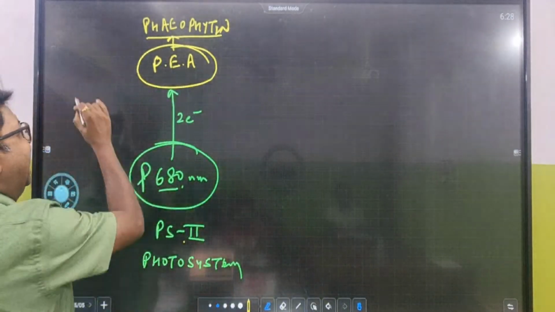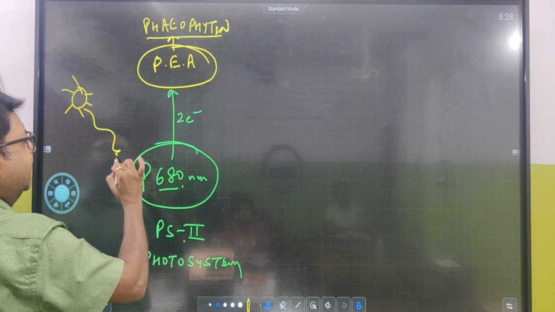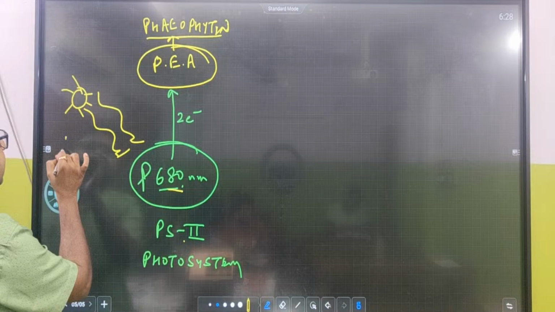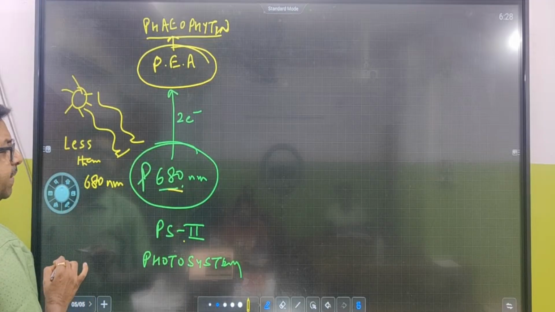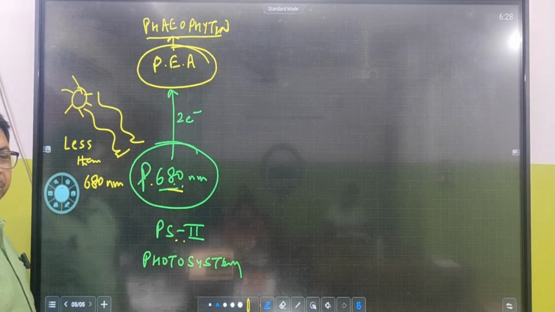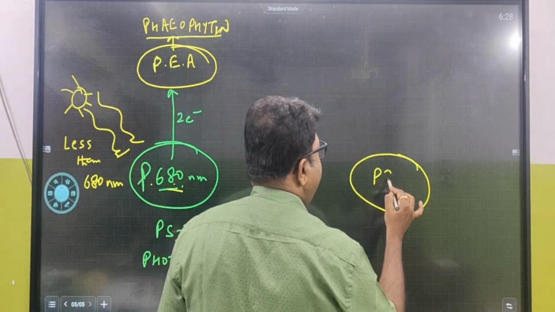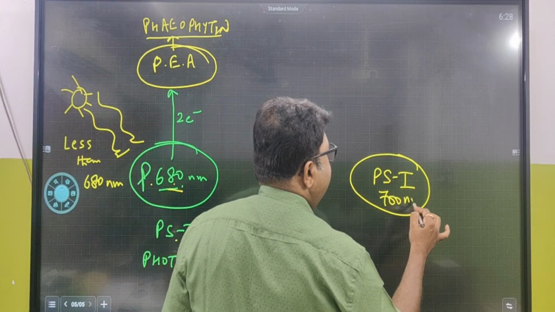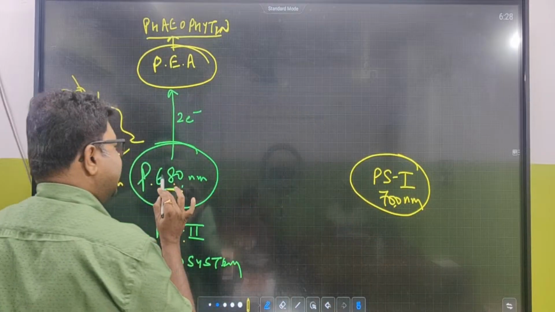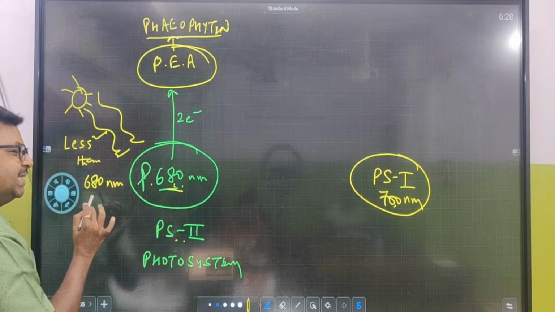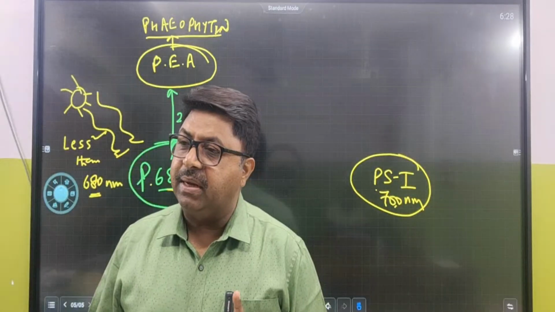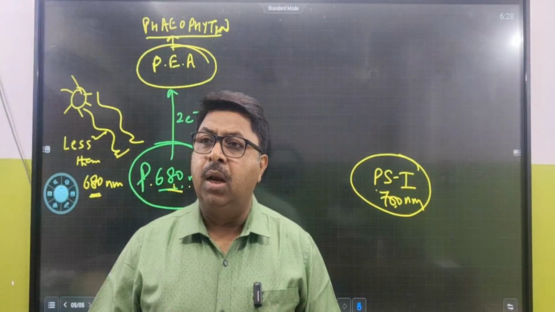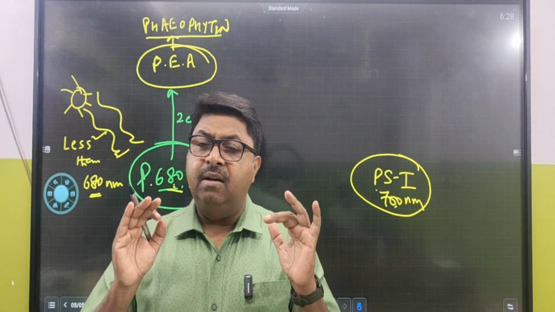Got the point? So always remember, any wavelength of light, if it is less than 680 nanometer, then PS2, that is P680, is going to get activated. Also there is another photosystem called photosystem 1, which gets activated at 700 nanometer. Again I repeat, photosystem 2 and photosystem 1, both of them get activated if the wavelength of light is less than 680 nanometer.